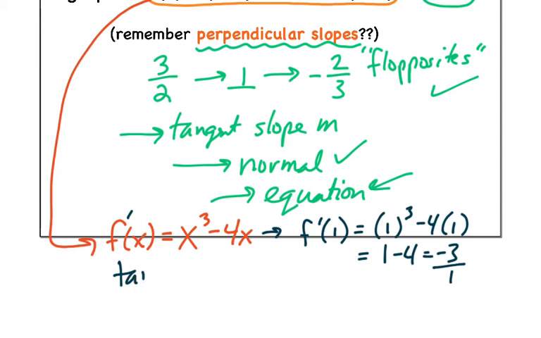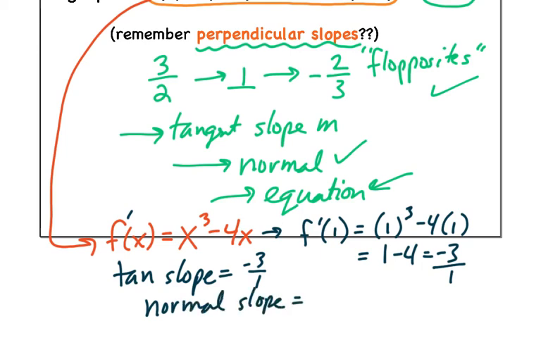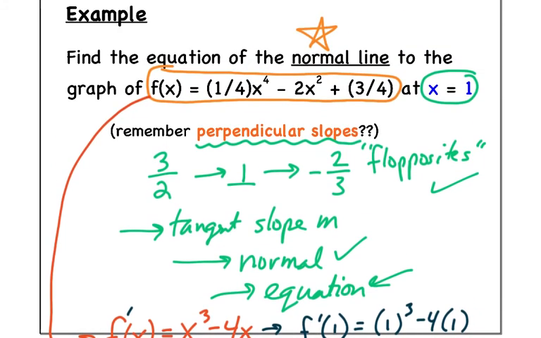So if the tangent slope is negative 3 over 1, what's your normal slope? Remember, it's perpendicular. So it's a flopposite. It should be positive 1 over 3. Great. Okay, so we got the m value that we need. We got our normal slope. We've got our x value, but again, I think we're missing the y value. So how are we going to find the y value? Yeah, let's plug this into our OG function there.